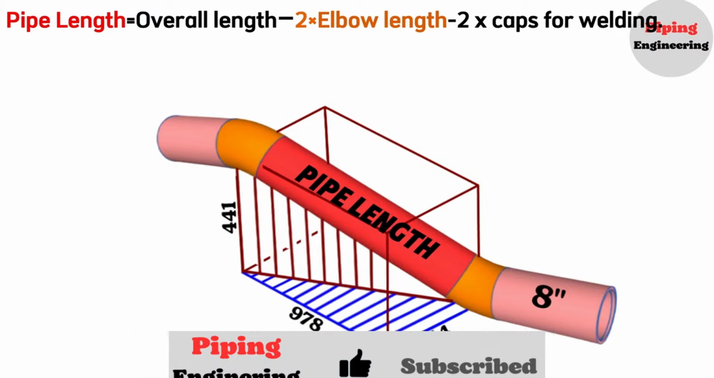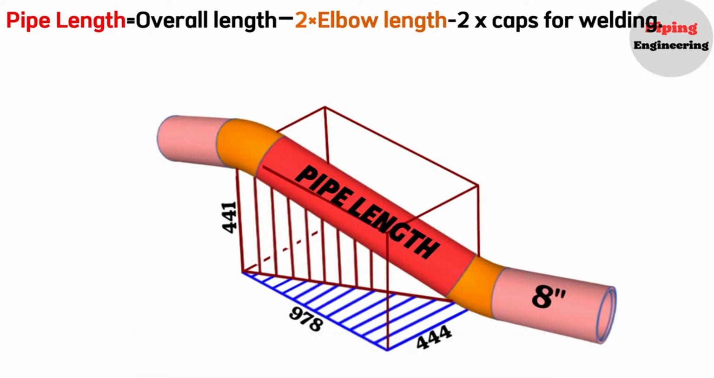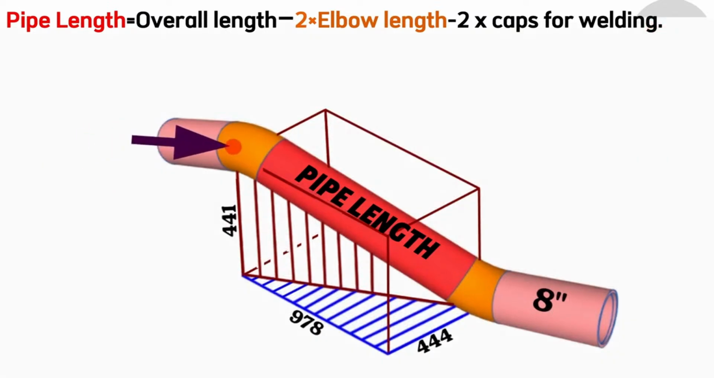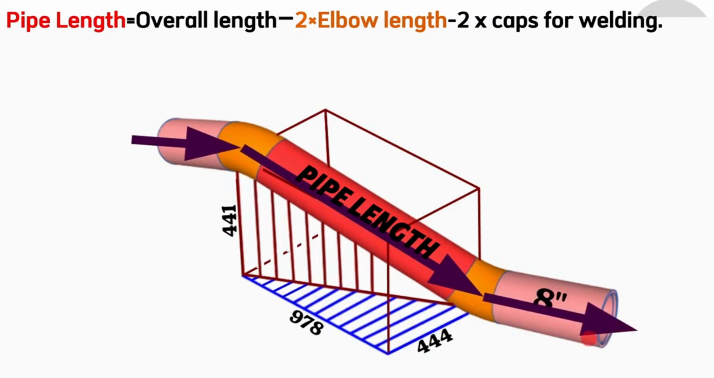Let's denote the overall length, or the center-to-center distance between the elbows, as L. In our previous videos, we explained that the double rolling part of the pipeline is easier to understand when visualized within a right-angled parallelogram. As you can see, the 8-inch pipeline extends southwards. At the top right corner of the parallelogram, the pipeline first descends by 441 mm, then continues southwards for 978 mm before turning eastwards for 444 mm. Finally, at the bottom left corner of the parallelogram, the pipeline again continues southwards.